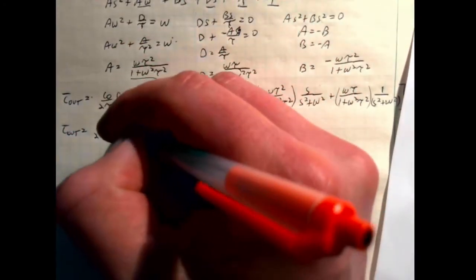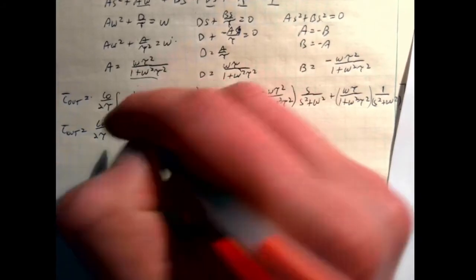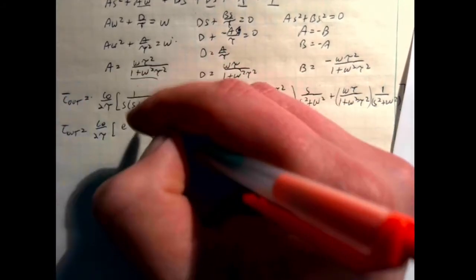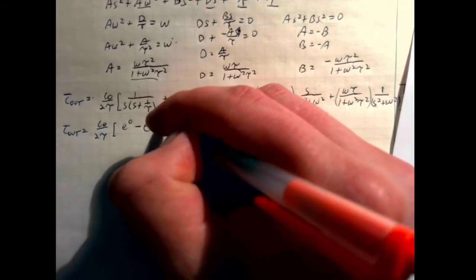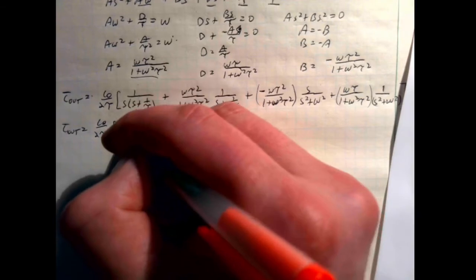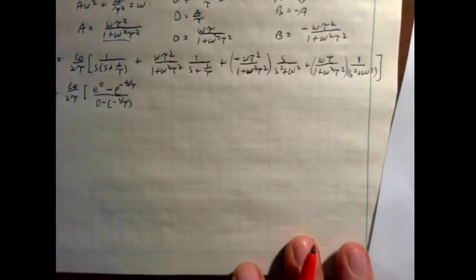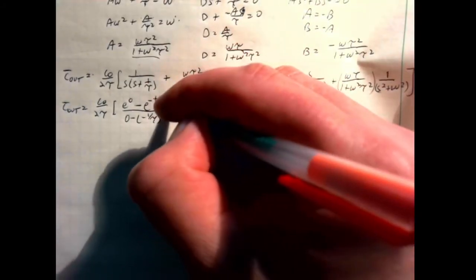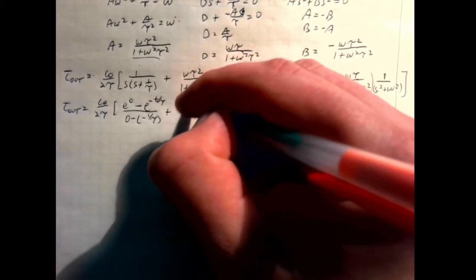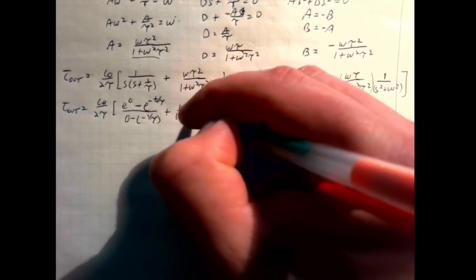So I get e to the 0t minus e to the minus t over tau, divided by a minus b, so that's a 0 minus negative 1 over tau. So that's the first one. And then we have the second term here, so I've got to bring all the constants through. Omega tau squared over 1 plus omega squared tau squared.